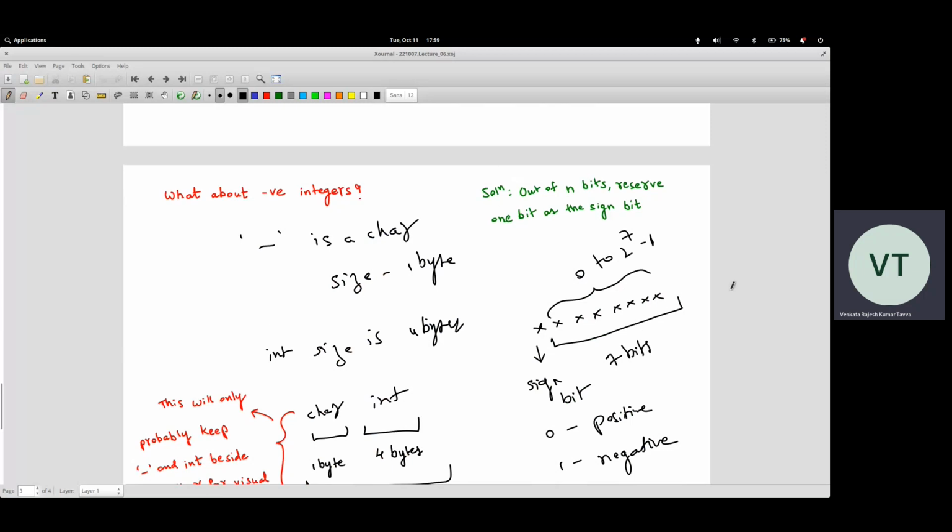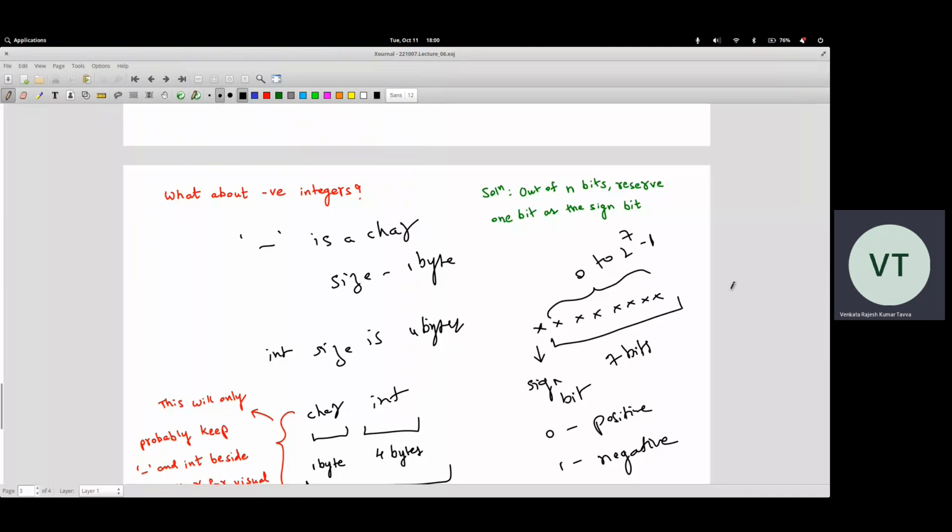So what is 2 power 8 minus 2 power 7? That is 2 power 7 only. 128. Suppose if I had 16 bits, it was 2 power 16. Now it will be 2 power 15. One bit is gone for sign bit. I have only 15 bits. So it became 2 power 15. Now it reduced by how much? 2 power 15. Can you generalize this formula?